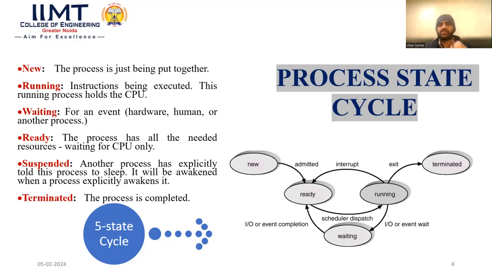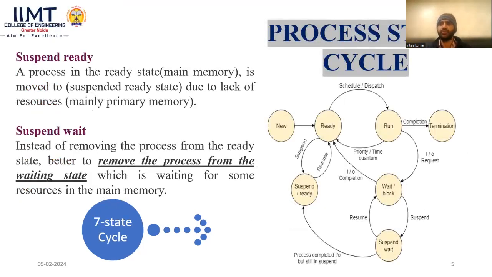Okay, so ready state means these processes are ready for running. They are ready for the CPU. These processes are ready for the resources of the system. They want resources of our computer system. The resource can be any resource, like the CPU, or input output devices, and many more.